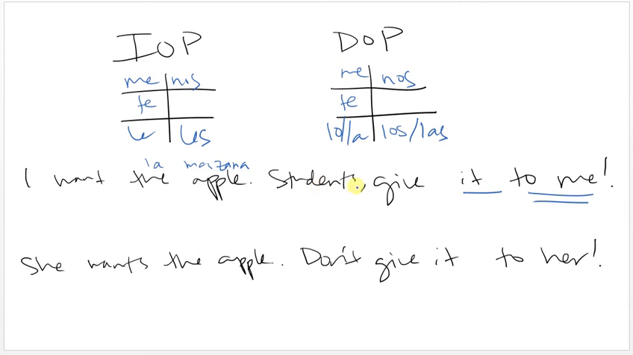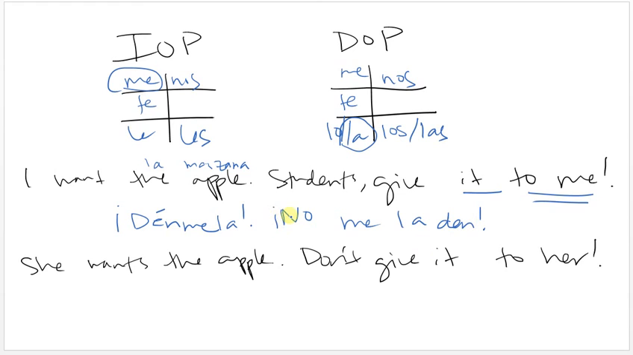So I need the ustedes command for give, which is dar. So the ustedes command for dar is den, and then my indirect object pronoun to me. So I'm going to use me. My direct object pronoun la manzana. So I'm going to use la. Dénme la. I need to attach an accent. If I wanted to say don't give it to me, I would say no, me, la, den.